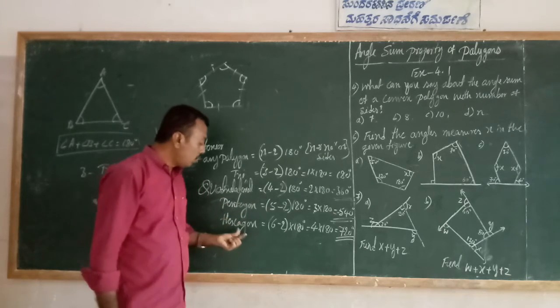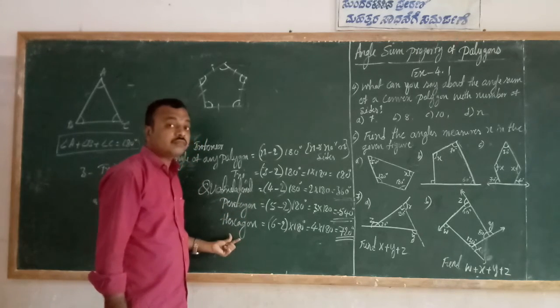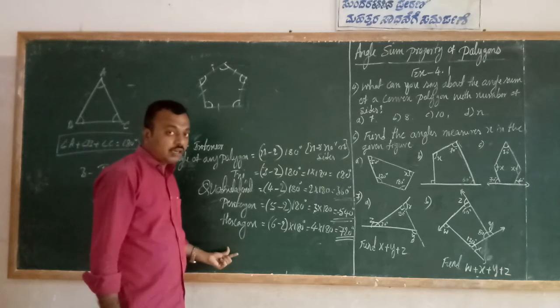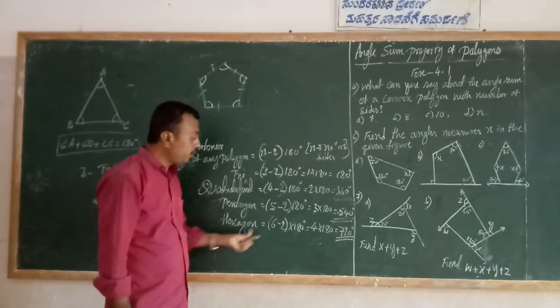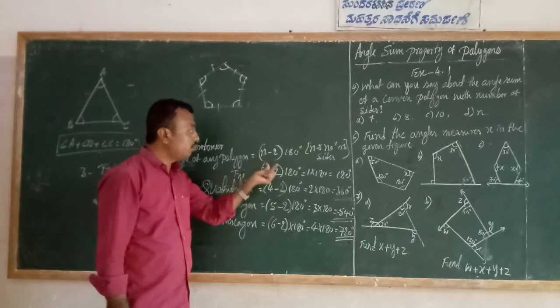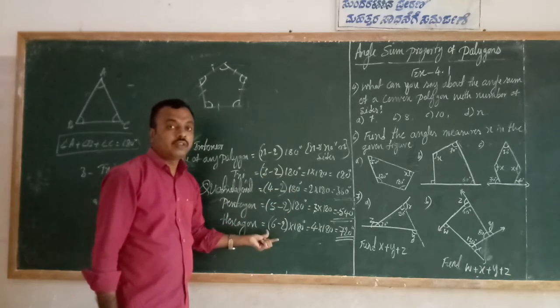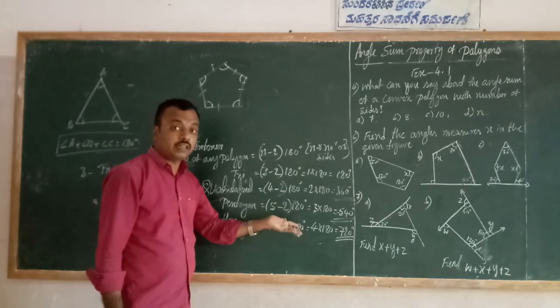Do you understand? Like that, hexagon, heptagon, octagon, nonagon, decagon. In the heptagon, n is equal to 7. 7 minus 2 becomes 5. 180 into 5, how much does it become? 180 times 5 is 900 degrees.